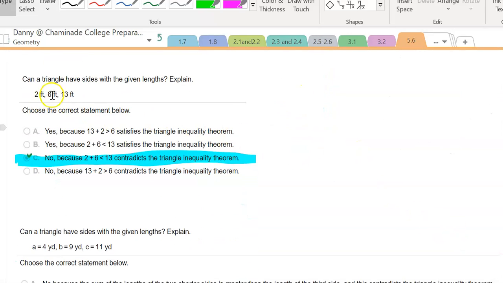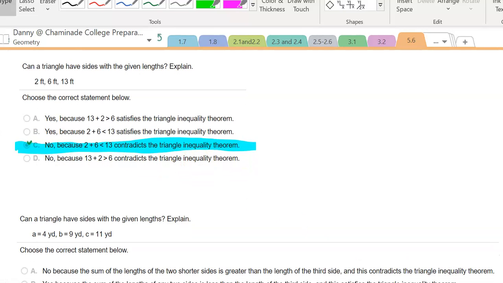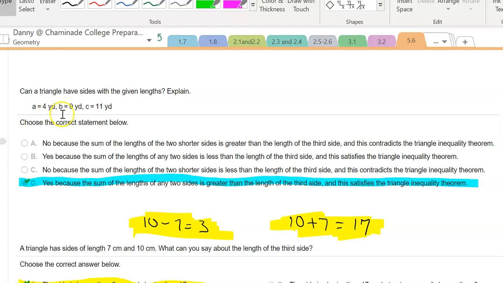2 plus 6 is not greater than 13. 4 plus 9 is greater than 11. 9 plus 11 is greater than 4. And 4 plus 11 is greater than 9. So this is an example where it works.